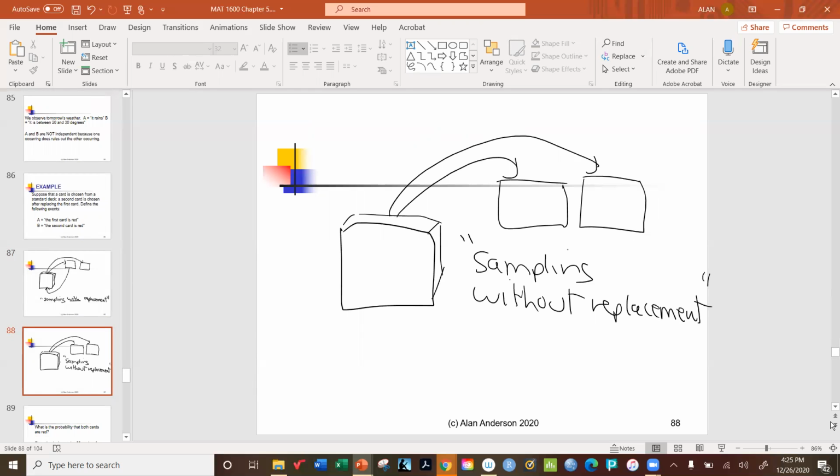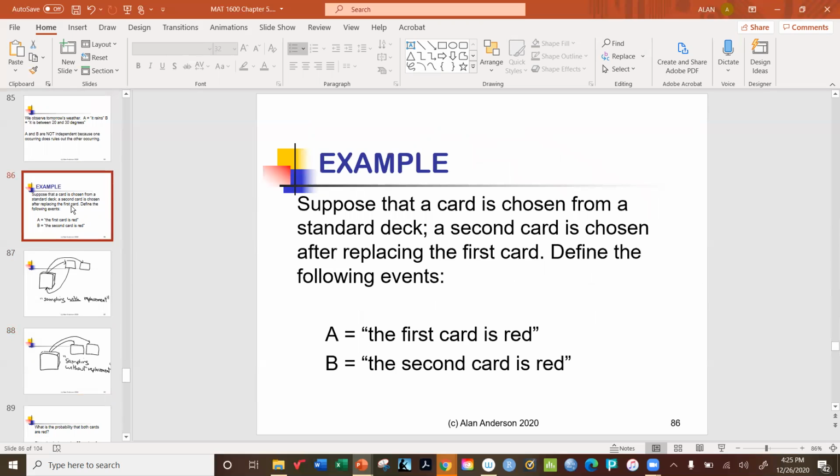And this guarantees that the two cards do depend on each other. In other words, what happens to the second card depends on what happens to the first card. Okay, in other words, if the first card is red, that reduces the likelihood that the second card is also red. All right, so that's what this is all about. So in our specific example, we are sampling with replacement, and the events that we define are the first card is red and the second card is red.